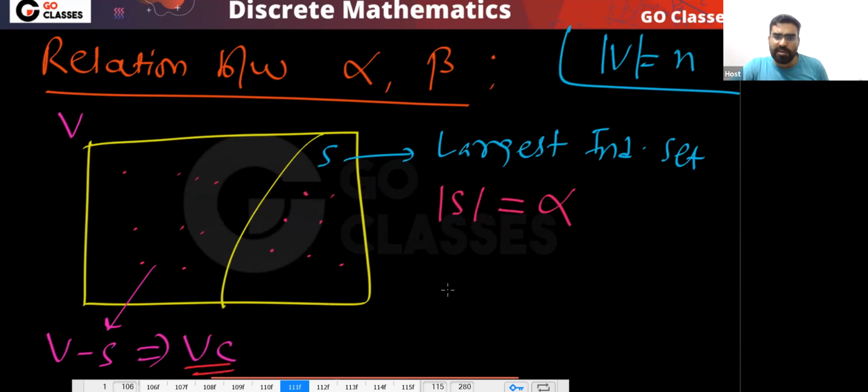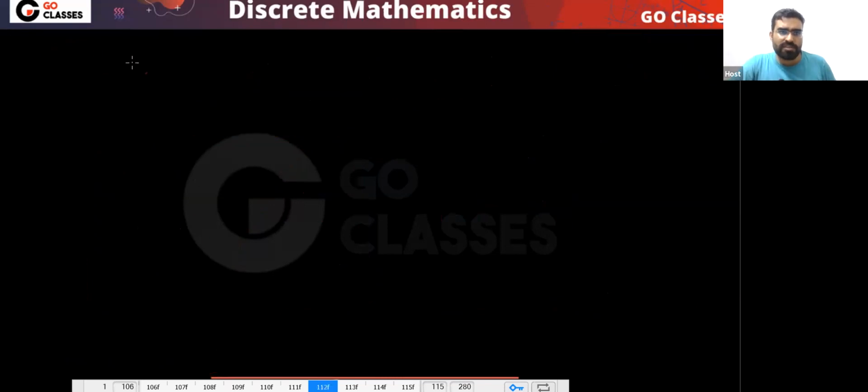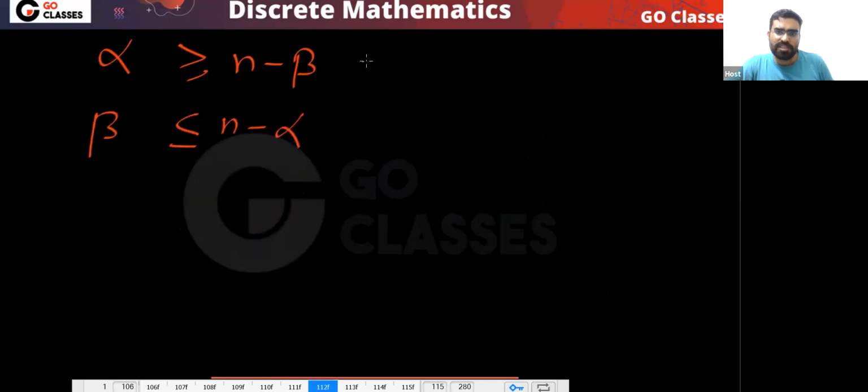So if this is a vertex cover, then what should be the size of the minimum vertex cover? That should be less than or equal to n minus alpha. Correct? So finally, we have two equations: alpha is greater than or equal to n minus beta, and beta is less than or equal to n minus alpha.